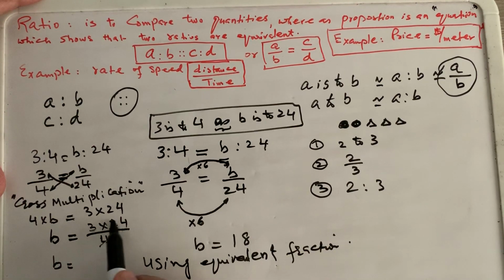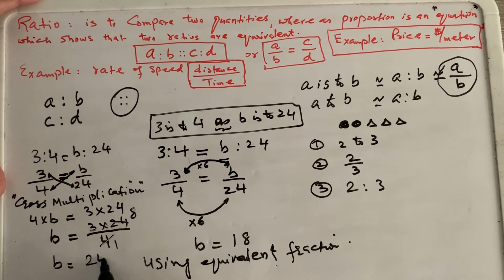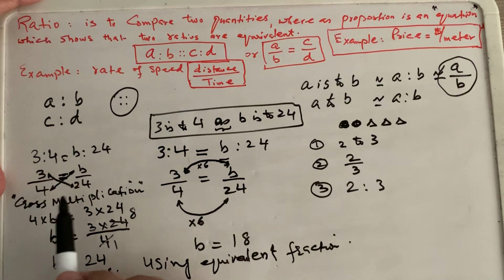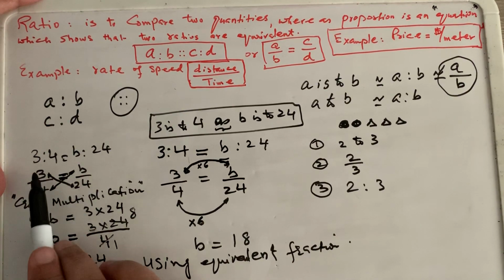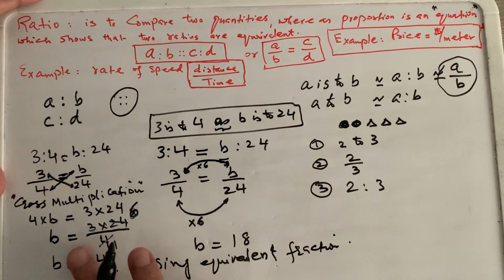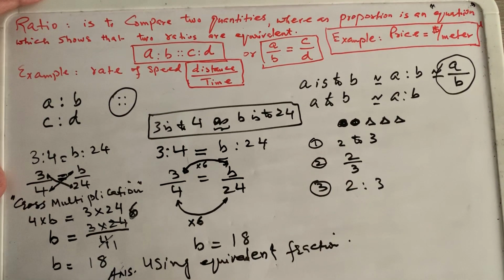4 ones are 4, 4 sixes are 24. I have nothing in the denominator now, and my numerator is 3 times 6, which is 18. So we do the cross multiplication, 3 times 24 and 4 times B, right? Oh, 6, sorry. 4 times 6 is 24, and 6 times 3 is 18. So my answer is B is equal to 18. So it's the same answer, right?